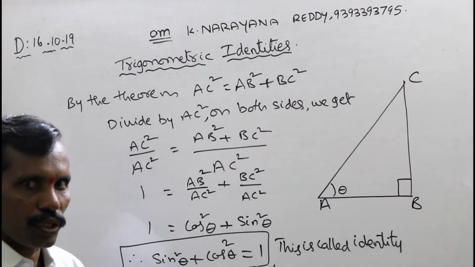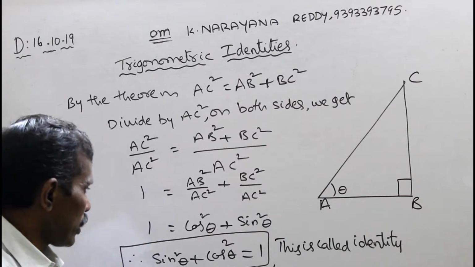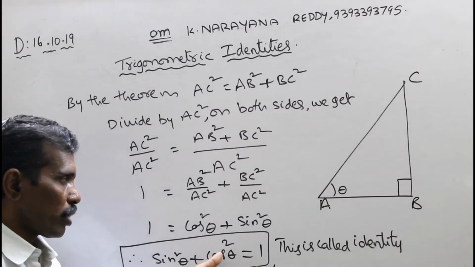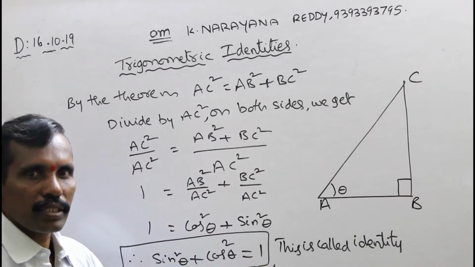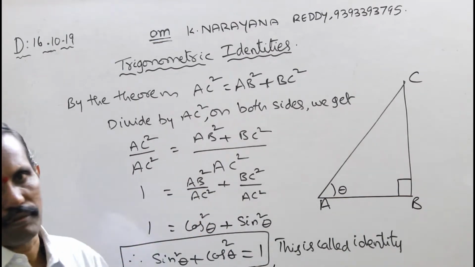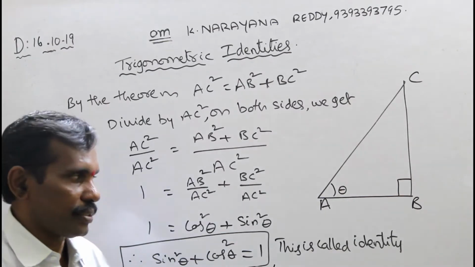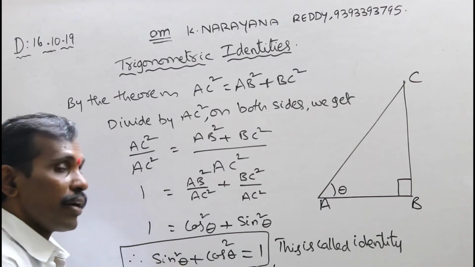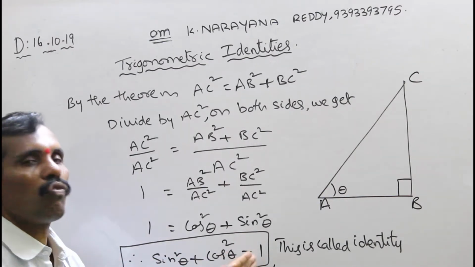If you want, substitute any value. 30, you can take 30. Sin square 30, 1 by 4 plus cos square 30, 3 by 4. 1 by 4 plus 3 by 4 is equal to 1. That's all. So, this angle satisfying this equation, that is trigonometric identity. Please remember this. Okay? Substitute any value for any angle for theta, you can get 1.